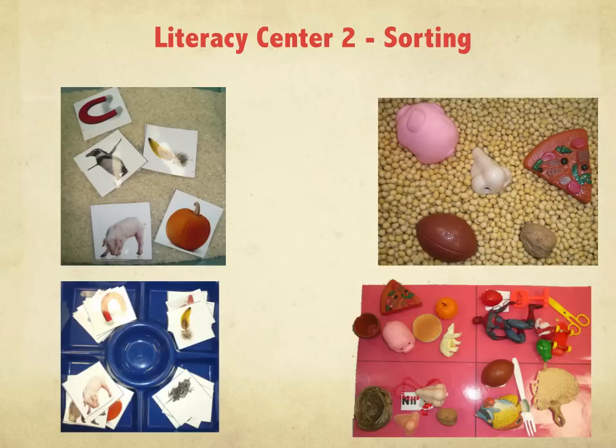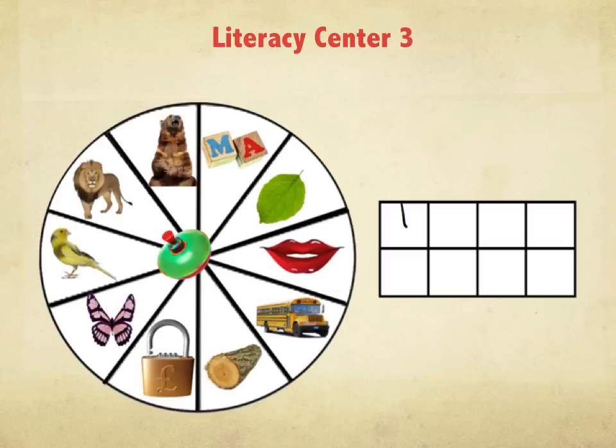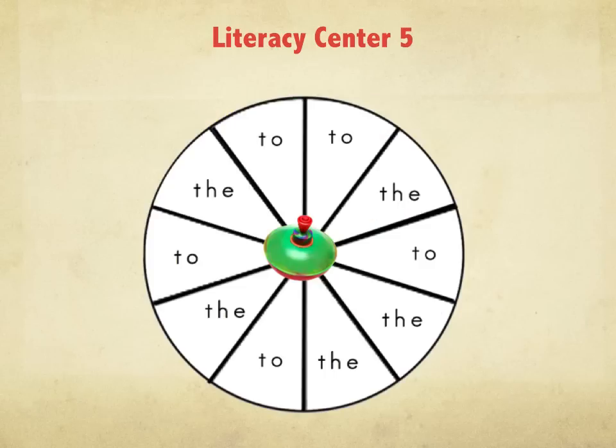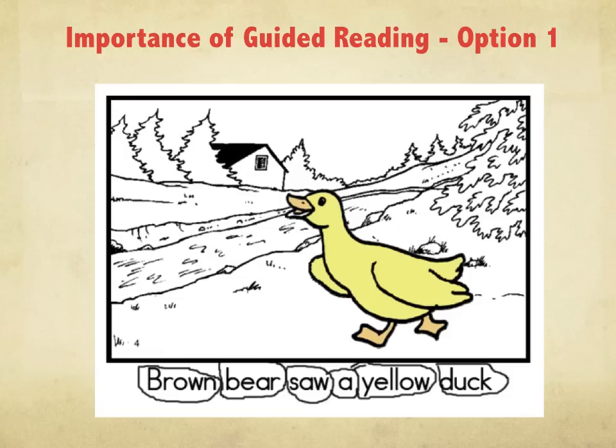This is Literacy Center 2, which is the sorting center. They will be sorting objects and pictures. Literacy Center 3, the playing partners take turns spinning the top, and they must print the letter represented on the picture that they landed on. Literacy Center 4, playing partners take turns drawing a letter card. They must say the name of that letter and put it on the one that matches. Literacy Center 5, the students can spin a top and they must say the sight word they landed on.